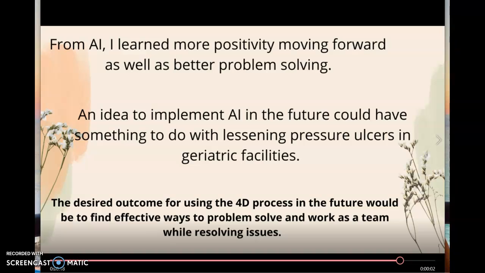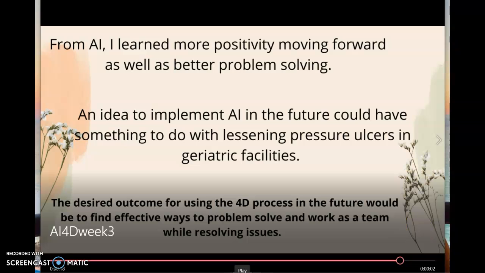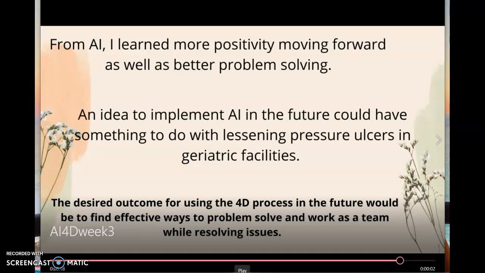So the desired outcome for using the 4D process in the future would be to find effective ways to problem solve and work as a team while resolving issues. So this is my little experiment I conducted with a coworker of mine, and we actually had some great success this week.